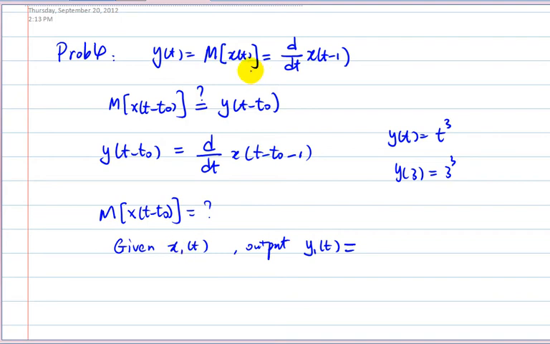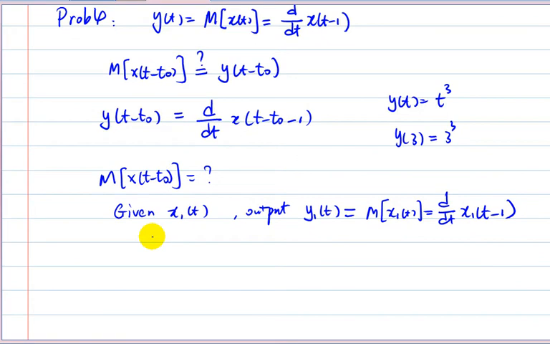Because I do know what my system is, when you give the input x1 of t, the output is d over dt of x1 of t minus t1. So that's the output here, right? Now I'm going to let x1 of t equal x of t minus t naught. I'm going to let this one equal to this.